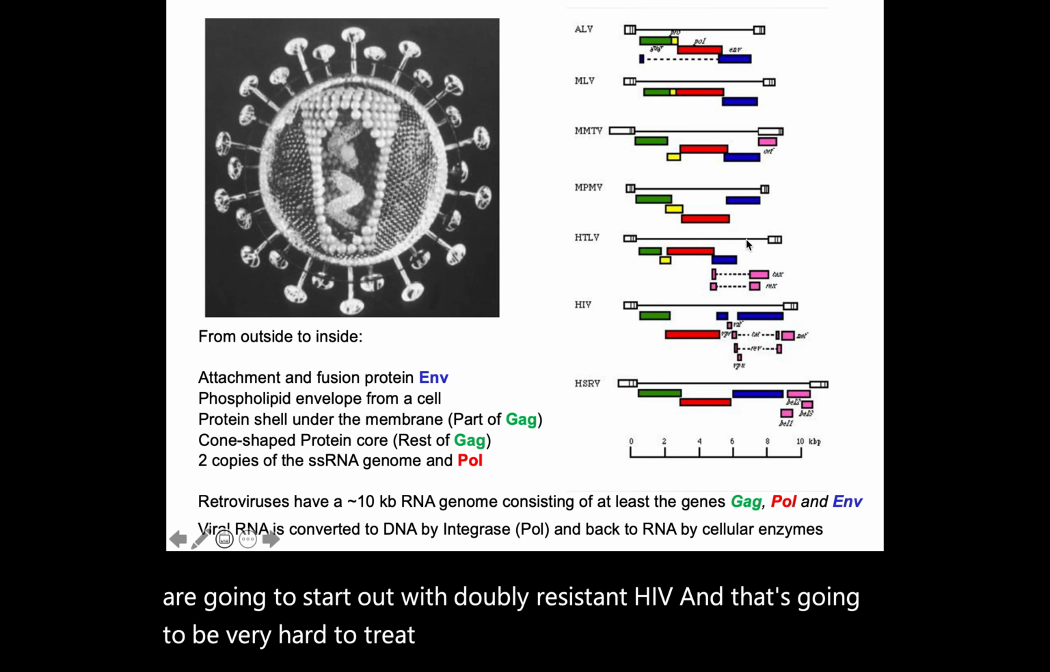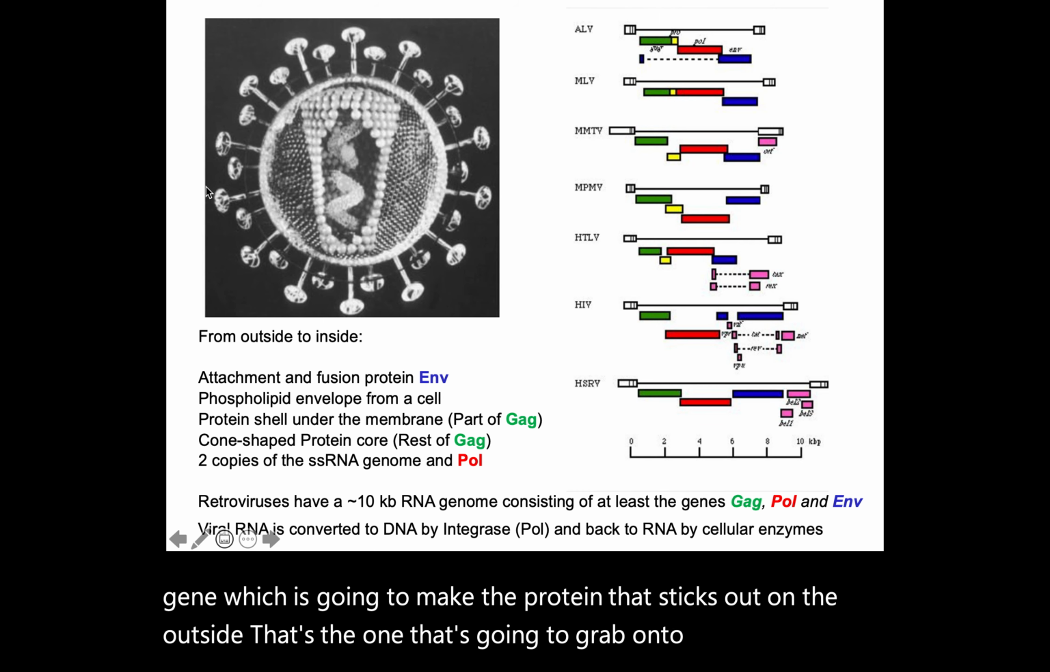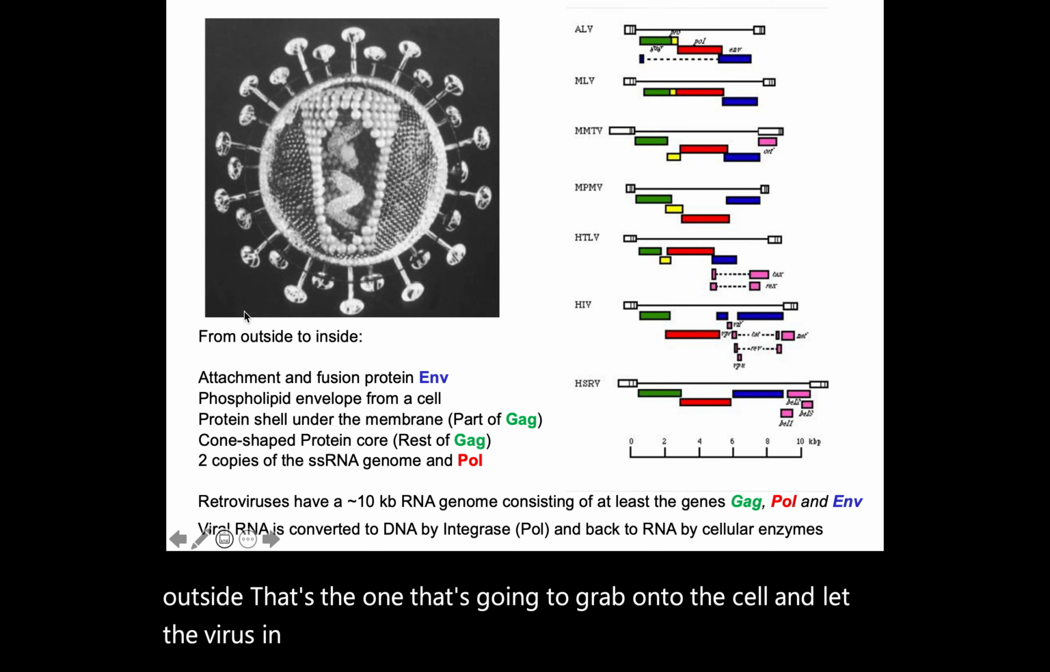Let's see, they also have the envelope gene, which is going to make the protein that sticks out on the outside. That's the one that's going to grab onto the cell and let the virus in, equivalent to the spike protein of something like a coronavirus, if that's a more familiar one.